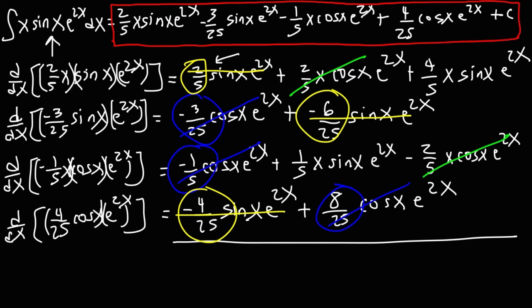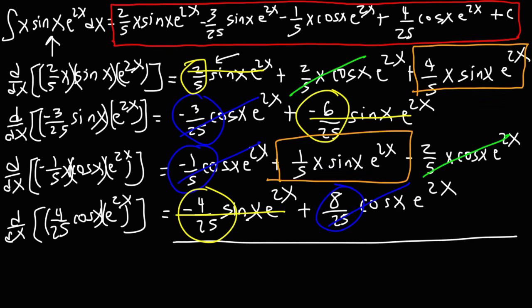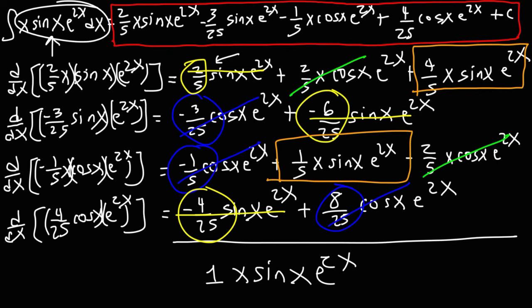So what we have left over is the sum of these two. 4 over 5 plus 1 over 5 is 5 over 5, which is just 1. So we get 1x sine x e to the 2x, which is our original expression. So therefore, this is indeed the correct answer. So that is the integral, or the antiderivative, of x sine x e to the 2x.